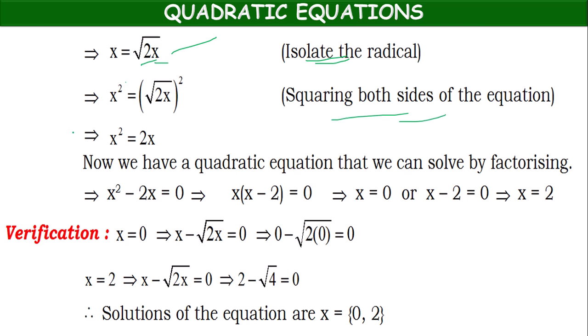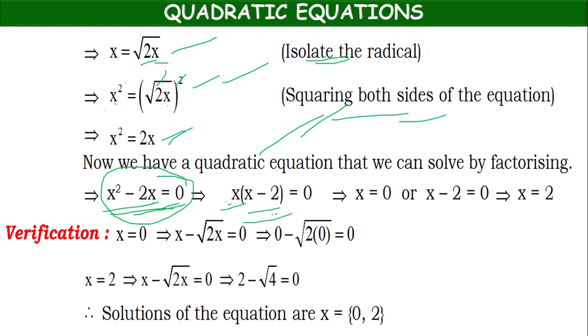Then we have to square on both sides. X square equal to root 2x whole square. Square root cancel, x square equal to 2x. If we take 2x that side, x square minus 2x equal to 0. Now we have got a quadratic equation. We can solve it by factoring. X we can take common. X minus 2 will remain equal to 0. Product of factors equal to 0 means first factor equal to 0, second factor equal to 0. X equal to 0 or x equal to 2.